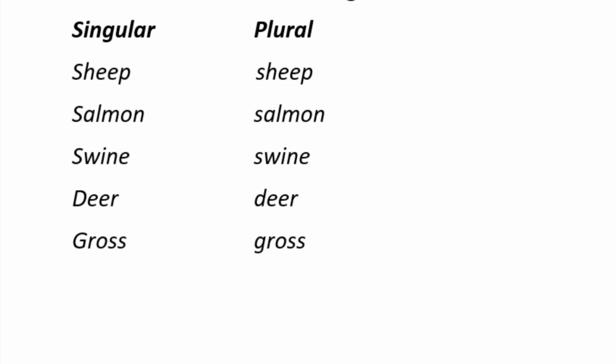We have sheep. Yes, sheep, that we know. The plural is sheep. Same thing, it does not change. No addition of s, no es, no vowel changing, no consonant changing. So we have sheep. The plural form is also sheep. Salmon, also salmon. Swine, swine. Deer, deer. Gross, gross.